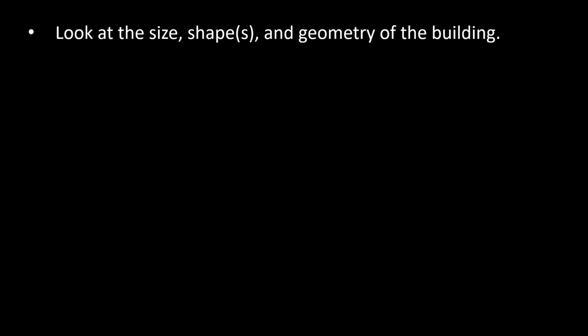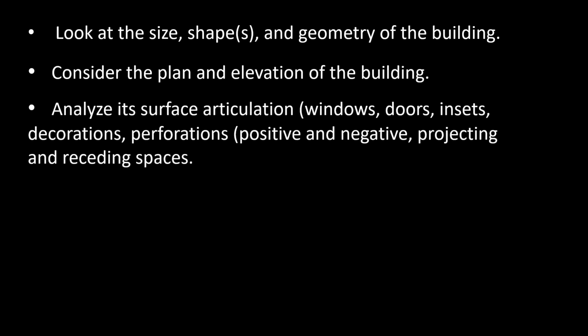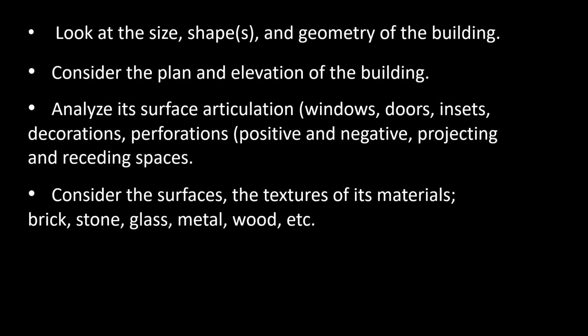So in summation, if you are going to pick a topic or analyze a work of architecture, first of all, look at the size, the shapes, the geometry of the building. Then consider its plan and its elevation. Analyze its surface articulation: windows, doors, insets, perforations, positive and negative, projecting and receding spaces. Now, a projecting space is going to pick up the sun. A receding space is more likely to be in shadow. So there are interesting rhythmic aspects to this.